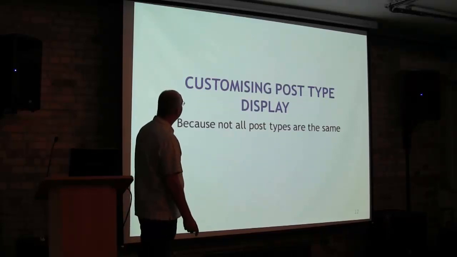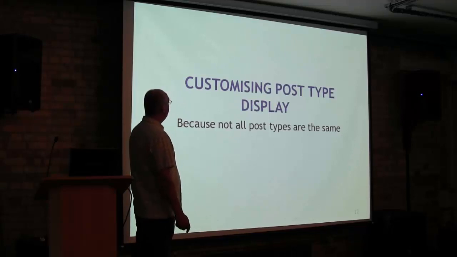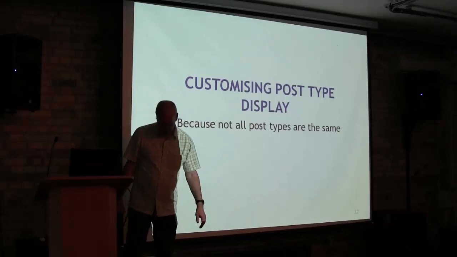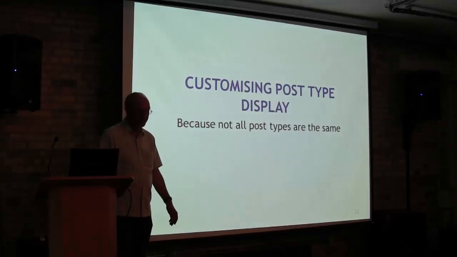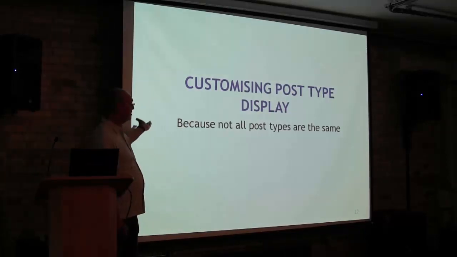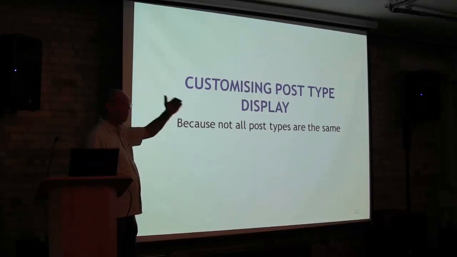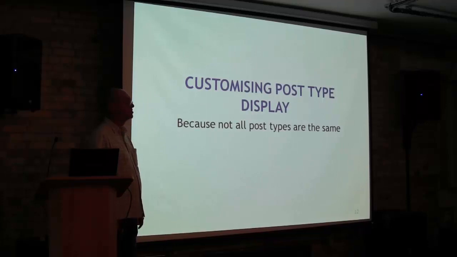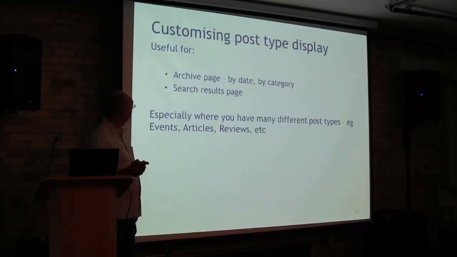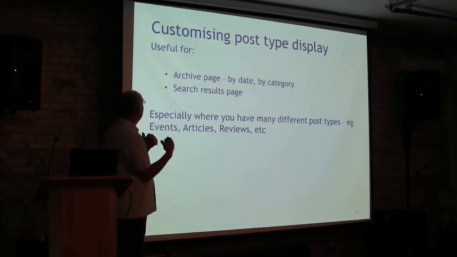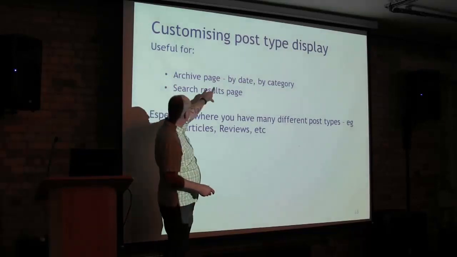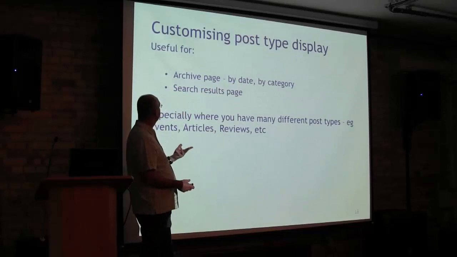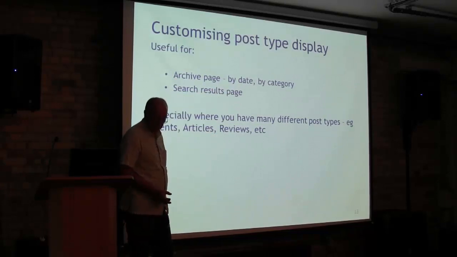Whipping on to the next bit. Customising post type display. Because not all post types are the same. This was something that I brought in on a couple of sites I've done, including the Deaf Unity one I just mentioned, where it's got many different custom post types, and so this is helping people find their way around and find out what items are. This is useful for the archive page, whether it's by date or category, and the search results page as well.